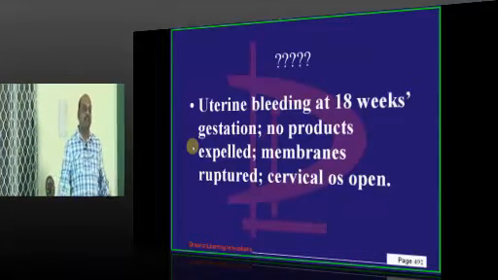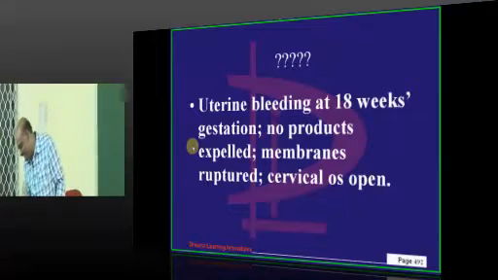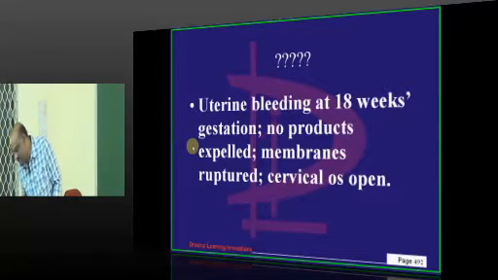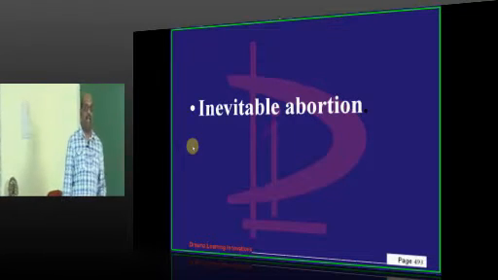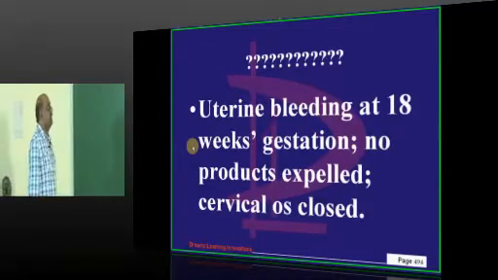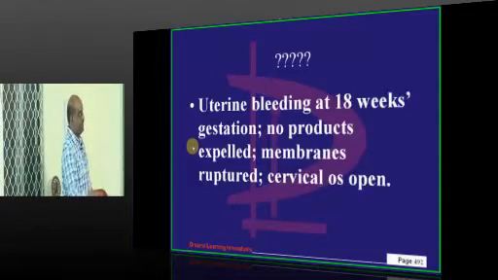अरे पूरा nomenclature का इस्तेमाल कर रहे हैं. Vidya says incomplete. Inevitable, as rightly told by you, is correct. Then why cervical os open?